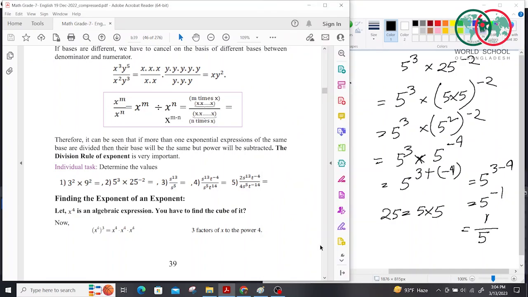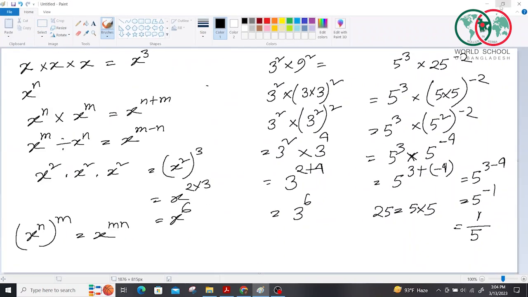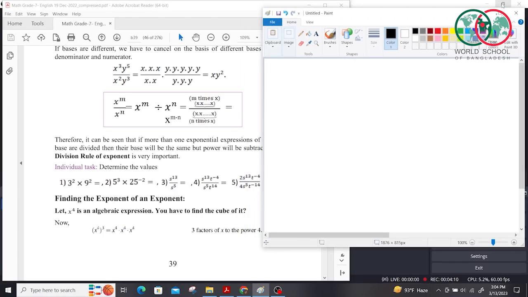Okay, let me show you number 4. Okay, here it is written s to the power 13 t to the power minus 4 divided by s to the power 5 t to the power 14. Now how will we do that?